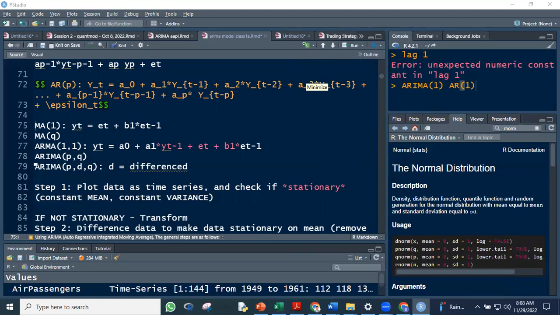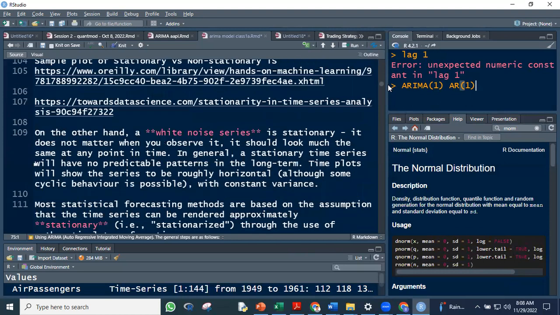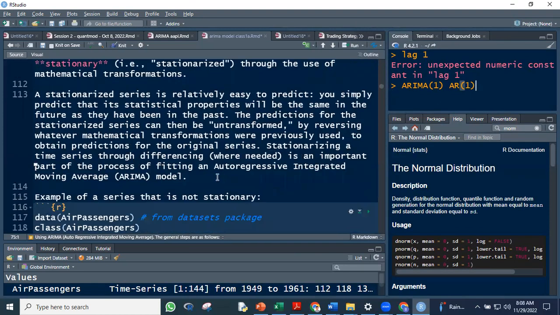Alright, so pag nagbabasa ka ng literature, dapat pag sinabing ARIMA process, alam nyo na yun, ha? Okay, let's continue. Now, how do we model now? Punta na tayo dito sa data natin. Ito guys, yung other materials dito, I will leave you to read that, kasi na-discuss na naman natin siya before.